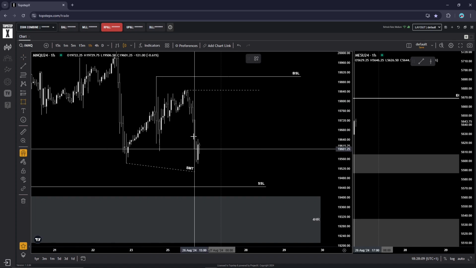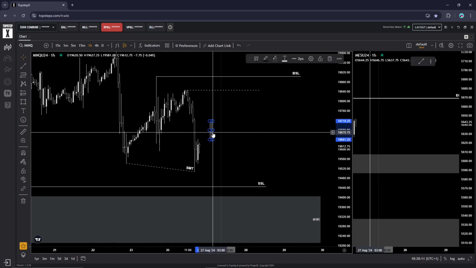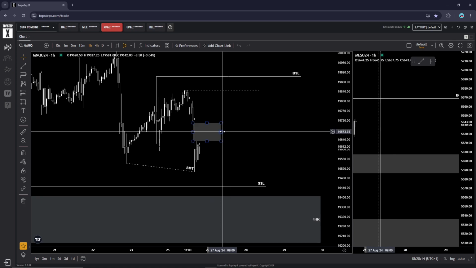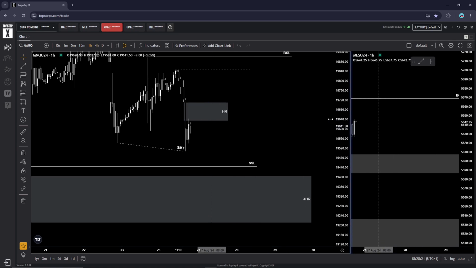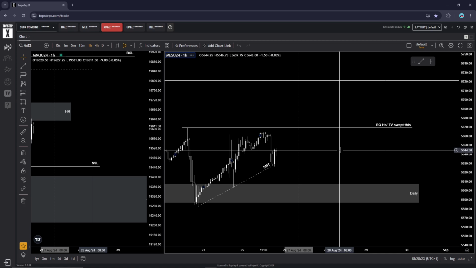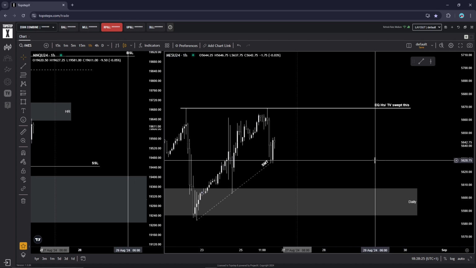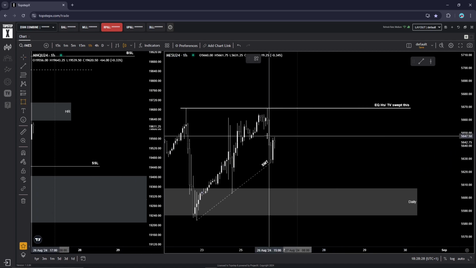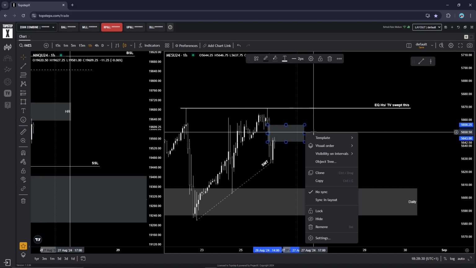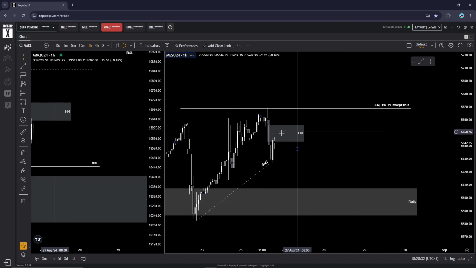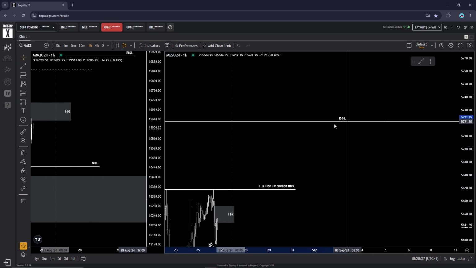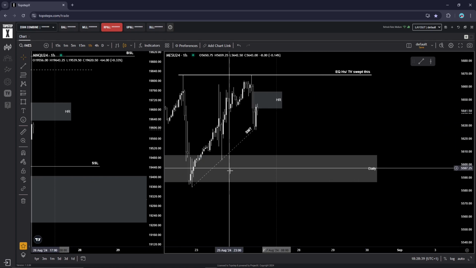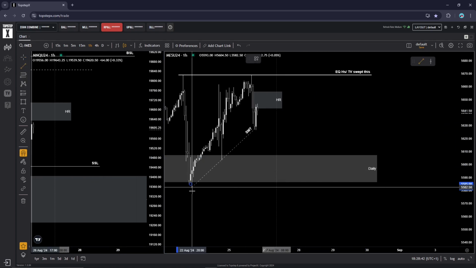I think if we can run this hour imbalance, then I expect the draw to be higher. If we respect this, I expect the draw to be lower. Similarly on ES, we have an hour fair value gap here. If we run this, we're going to go sweep buy side and maybe the external buy side level. If we hold it, we potentially could see lower.